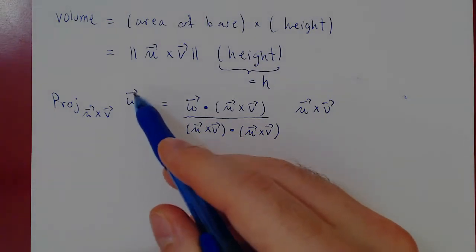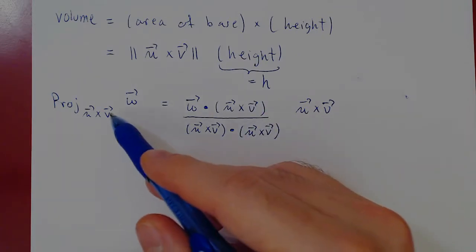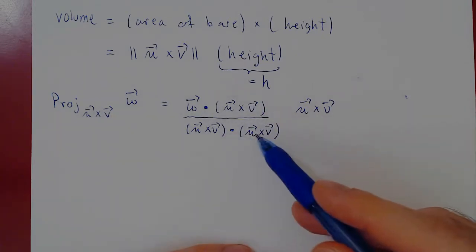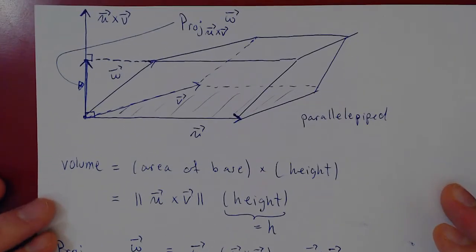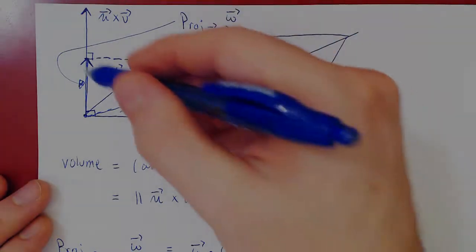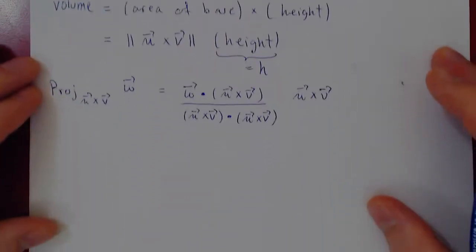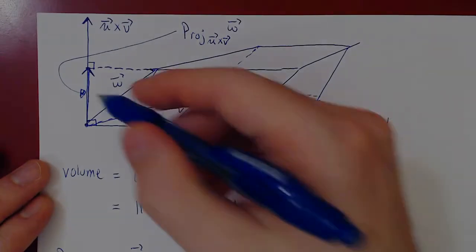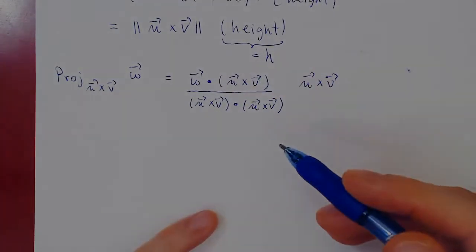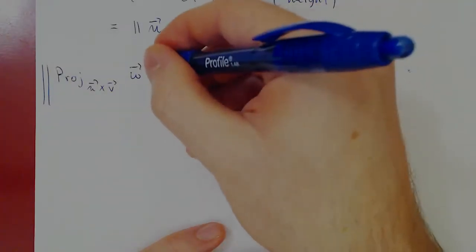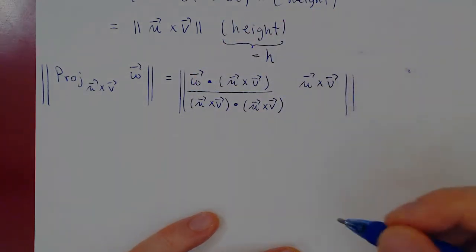Right? It is the vector that we are projecting dotted with the vector we're projecting onto, divided by the vector we're projecting onto dotted with itself, times the vector we are projecting onto. And if you remember, we don't really care so much for the vector itself. We only care for the length of this vector, which is the height of our solid. And of course, the height of our solid is the length of the vector, which is the norm of the vector. Take the norm on both sides. The norm of the projection of w onto u cross v is the height of our solid, and that is the norm of this vector.